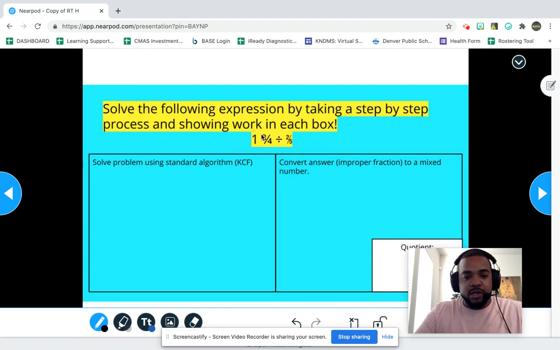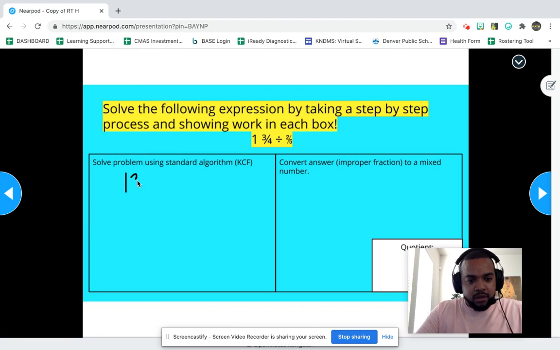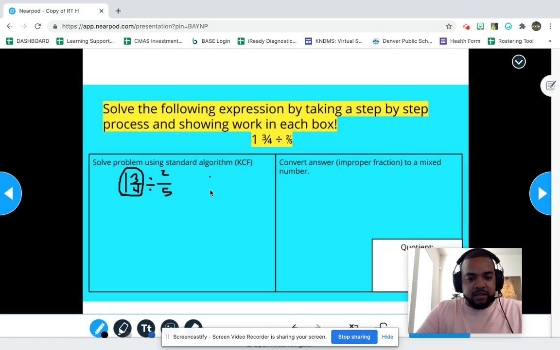So I have my expression 1 3/4 divided by 2/5. I want to solve my problem using the standard algorithm first, and you know that's keep, change, flip. So I'm going to rewrite that problem. I have 1 3/4 divided by 2/5. What I want to remember is that I cannot do my standard algorithm if I have a mixed number. So I'm going to go ahead and convert this. I'm going to do it here on the side.